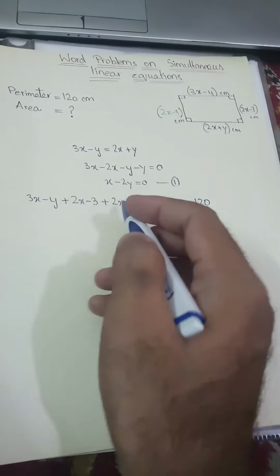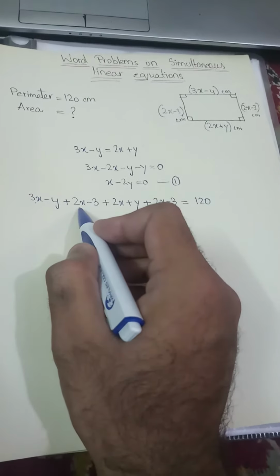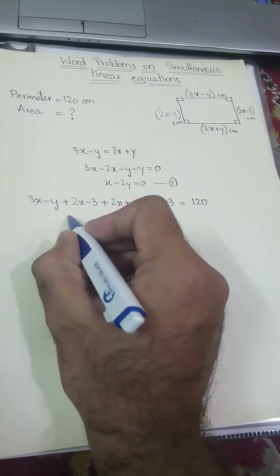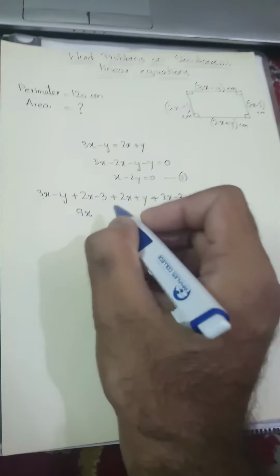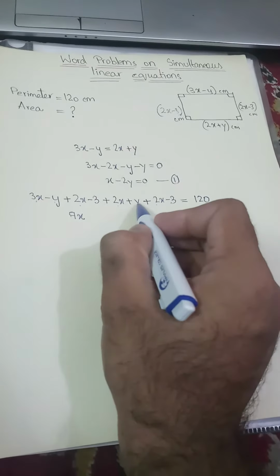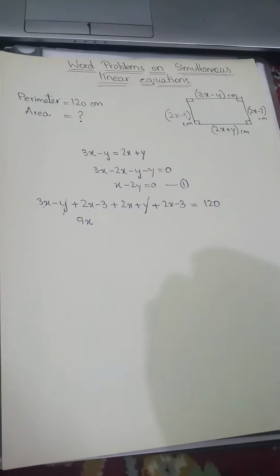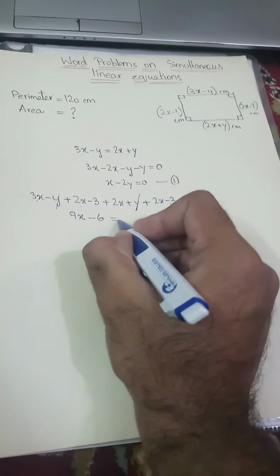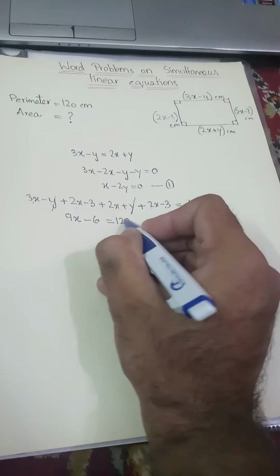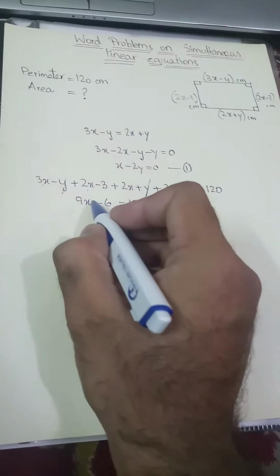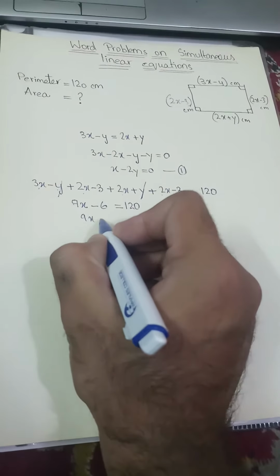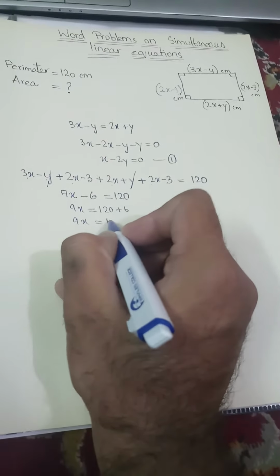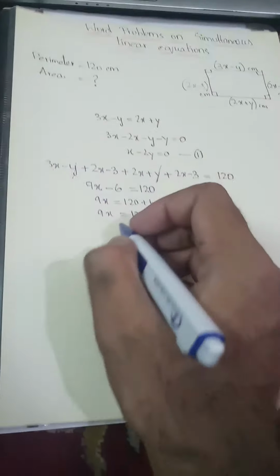So on adding x and y, 3x and 2x is 5x, 5x and 2x is 7x, 7x plus 2x will become 9x, and this minus y and this plus y will get cancelled out. Now this minus 3 and this minus 3 will become minus 6, equals 120. This minus 6 will go on the other side, it will become plus 6. 120 plus 6 is equal to 126.